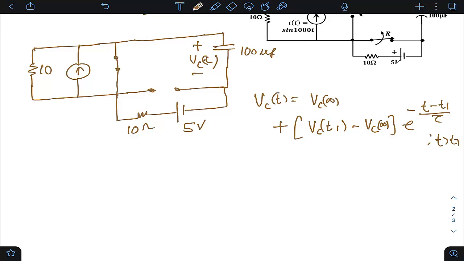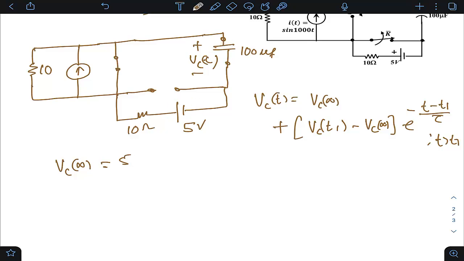So Vc of infinite, if you try to get in this case, that is nothing but equal to how much? 5. Why? Because at t equals infinite, the capacitor will work like an open circuit. If it is an open circuit, this voltage is definitely equal to the source voltage. So I can tell that my Vc of infinite is equal to 5. Are you getting it or not? Because if this is removed, this voltage equals this voltage.